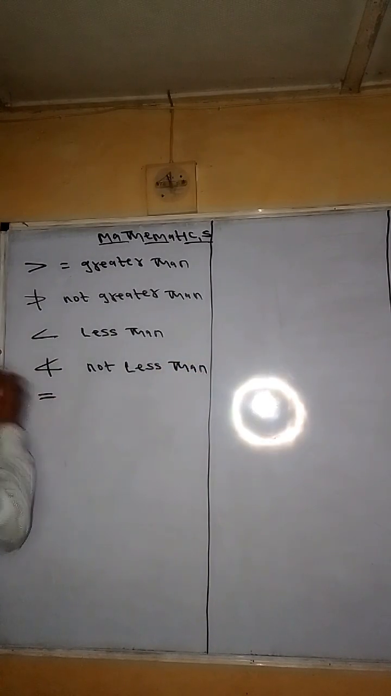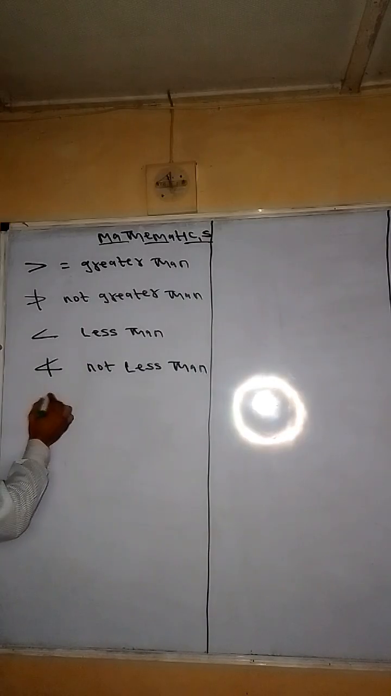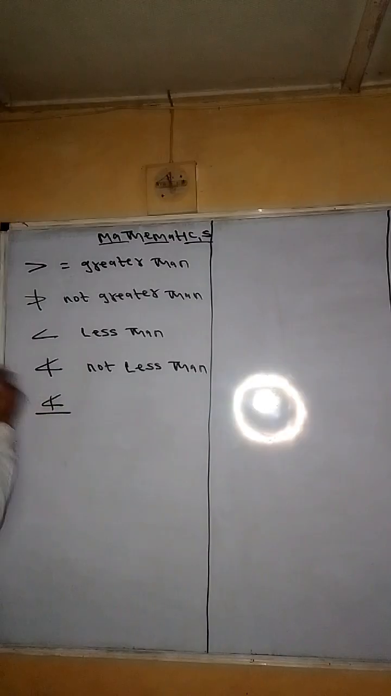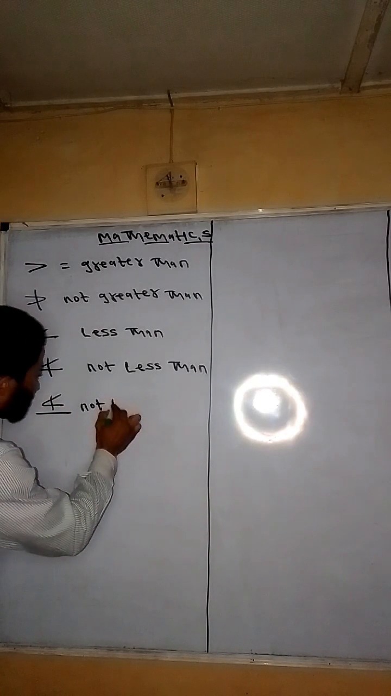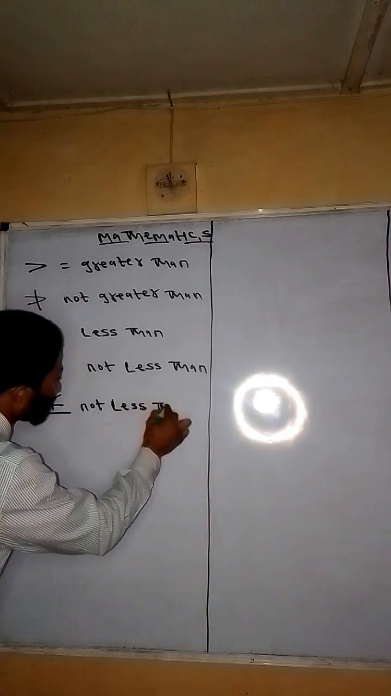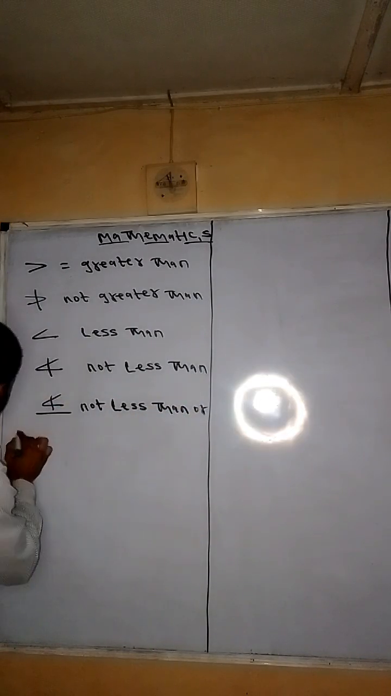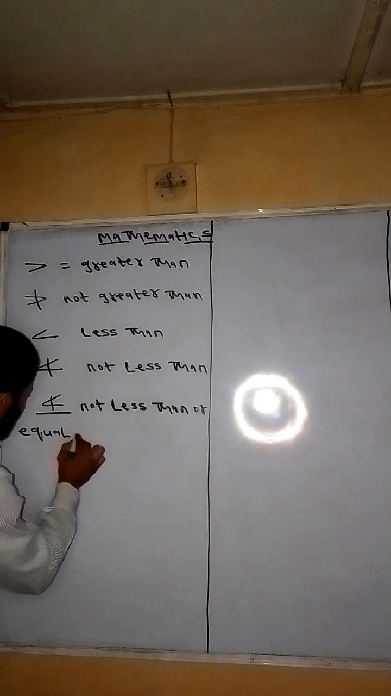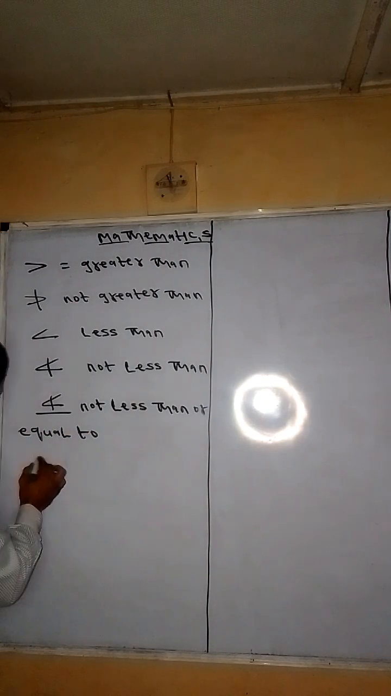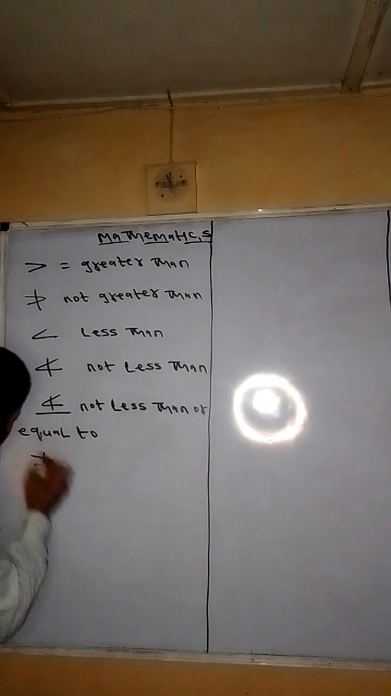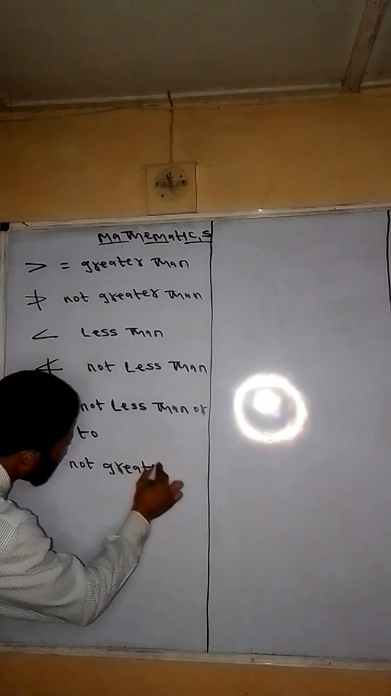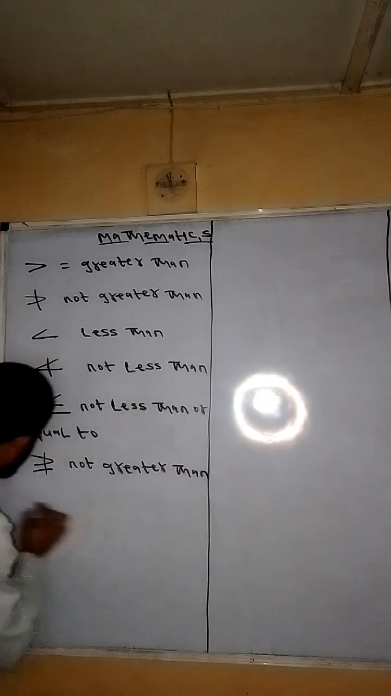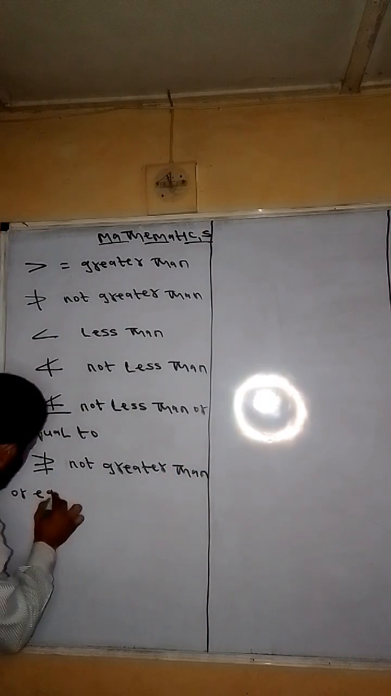Now, when I have a sign like this, let us continue. If I write like this, you see something like this. This guy means not less than or equal to. Why? If you see like this, this guy means not greater than or equal to.